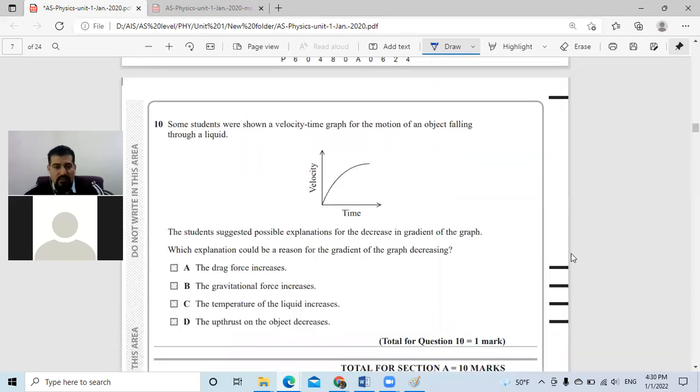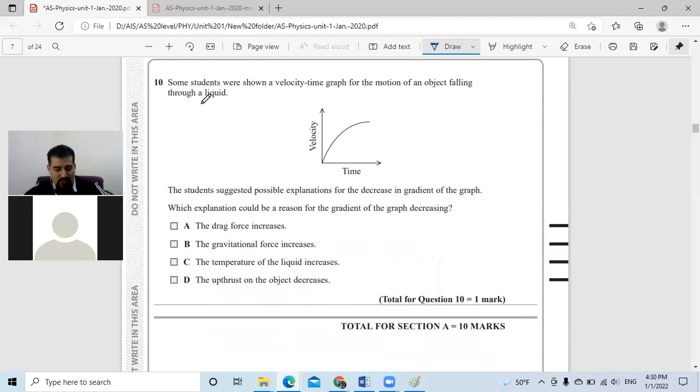Last question for this paper, what do they ask? Some students were shown a velocity time graph for the motion of a falling object through a liquid. As you can see, there is acceleration. The acceleration decreases. Students suggest a possible explanation for the decrease of the gradient. Which explanation would be the reason for this? Okay, the drag force increases. Yes, this is the correct one. The gravitational force increases? No, the weight doesn't change. The temperature changes? Okay, the upthrust changes? No. So the answer is A, and that's it for this year.